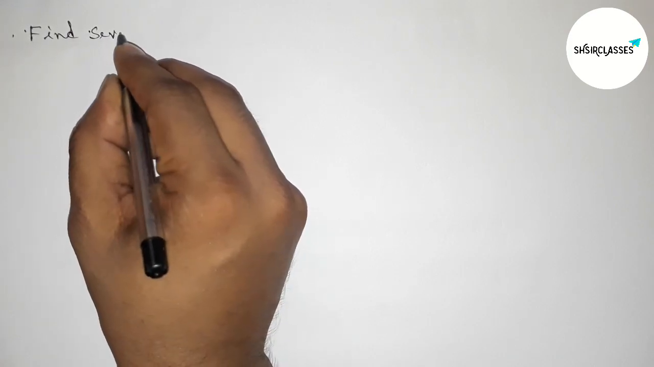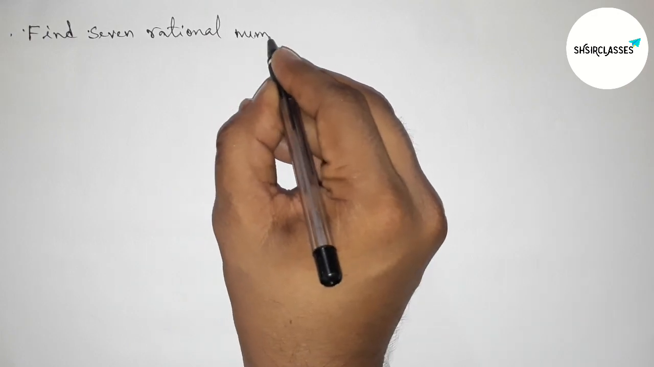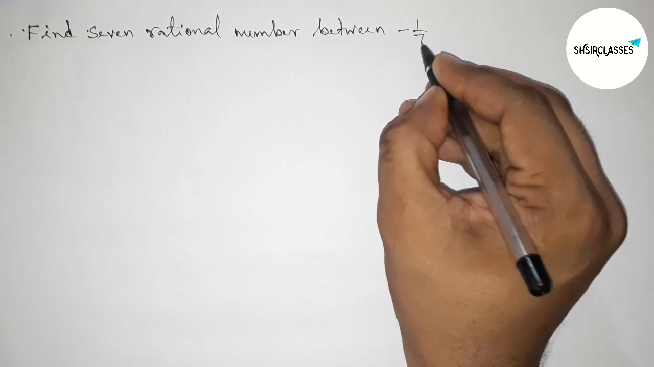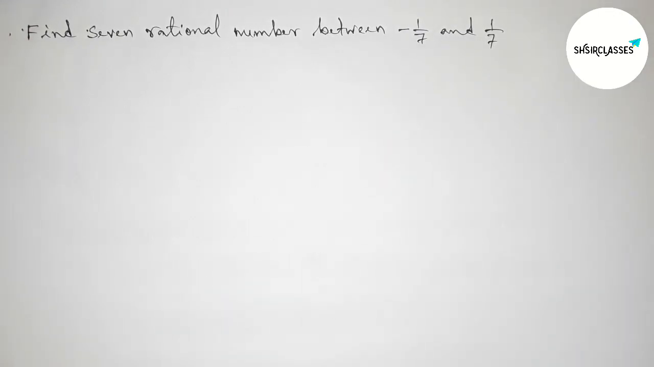Today in this video we have to find 7 rational numbers between minus 1 by 7 and 1 by 7 in an easy way. So please watch the video till the end. So let's start the video.